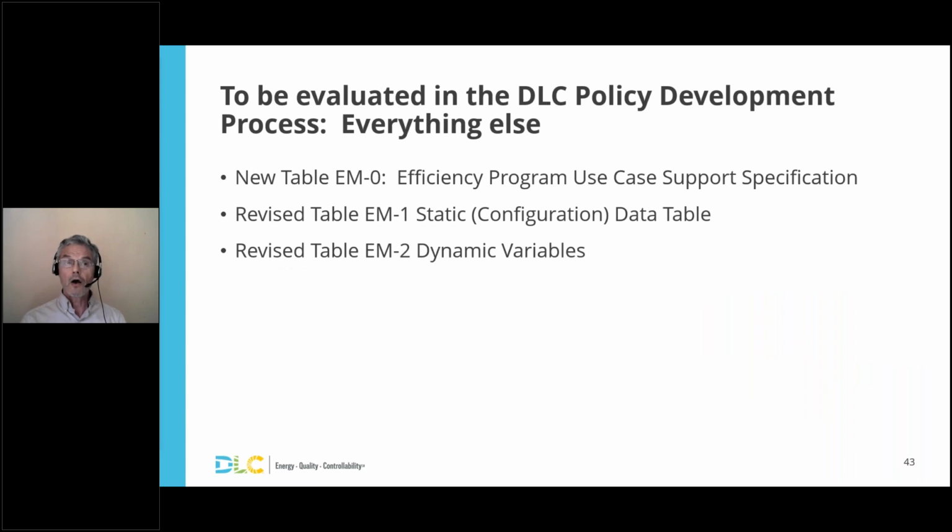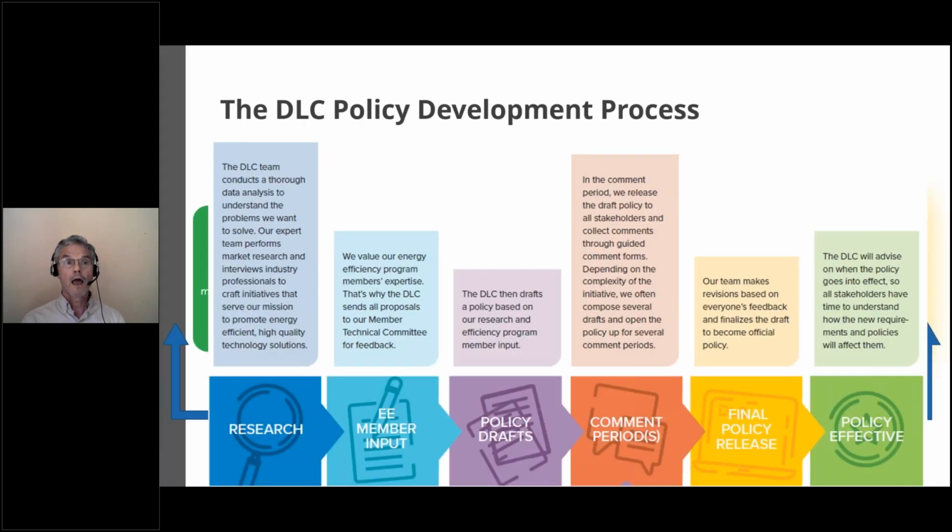Beyond that change, all of the other proposals outlined in this presentation will be evaluated through the regular DLC policy development process, which is presented graphically here. First, we conduct research and then get advisory input. That's where I'm at now with energy reporting. Next, we write a draft policy. That policy will be distributed for open public comment and modified based on stakeholder feedback. We receive many comments which we review. After 1 or 2 iterations, probably 2 iterations for a major release like this, we finalize and release a final version.